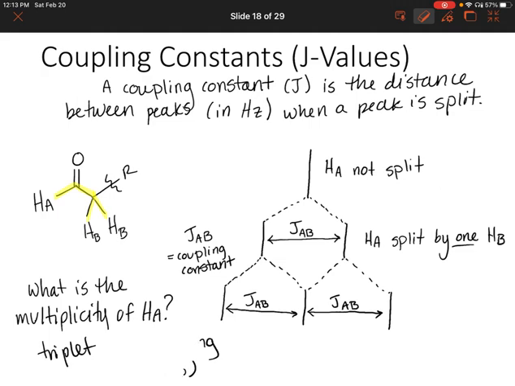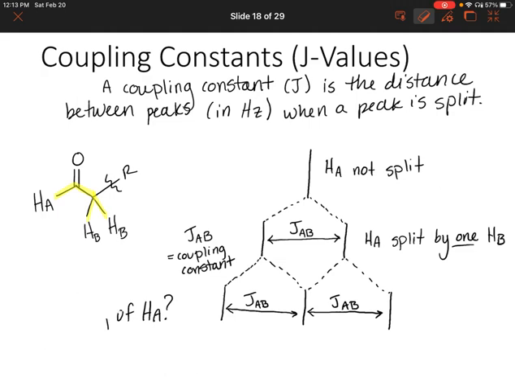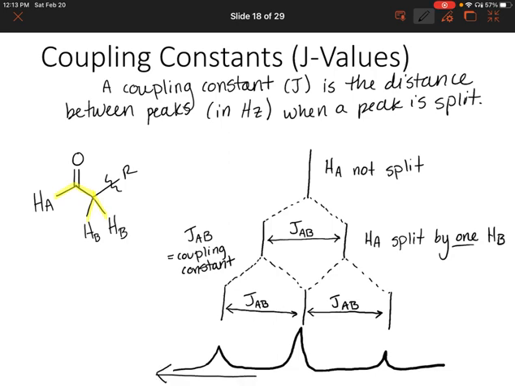Let me just make some room here. So we would have a peak here, a larger peak in the middle due to that 1 to 2 to 1 ratio we talked about last time. And then we have our other peak off to the side. Okay, so again, that J value is the distance between peaks when a peak is split. So let's look at another example.